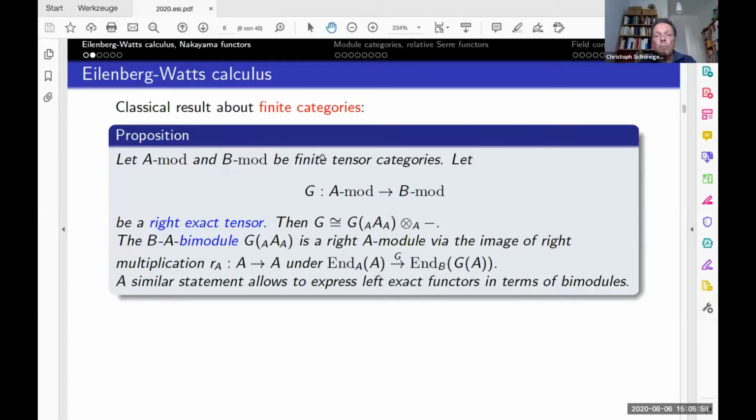Now any such right exact functor, so this shouldn't be tensor, this should be functor, can be written by tensoring with some bimodules. So right exact functors are all of the form tensoring with some bimodule, and the bimodule can be obtained pretty explicitly in terms of the algebra A and the functor.